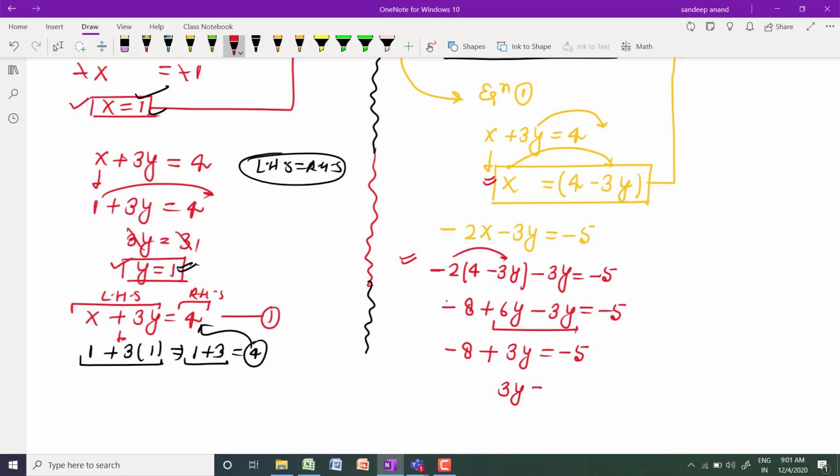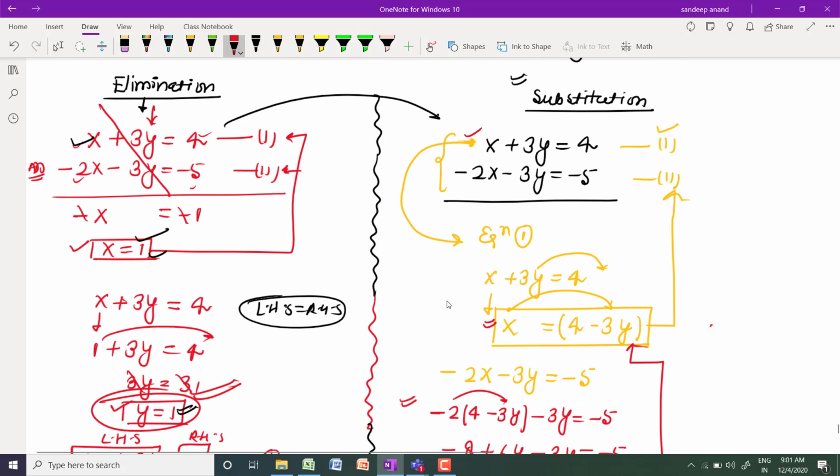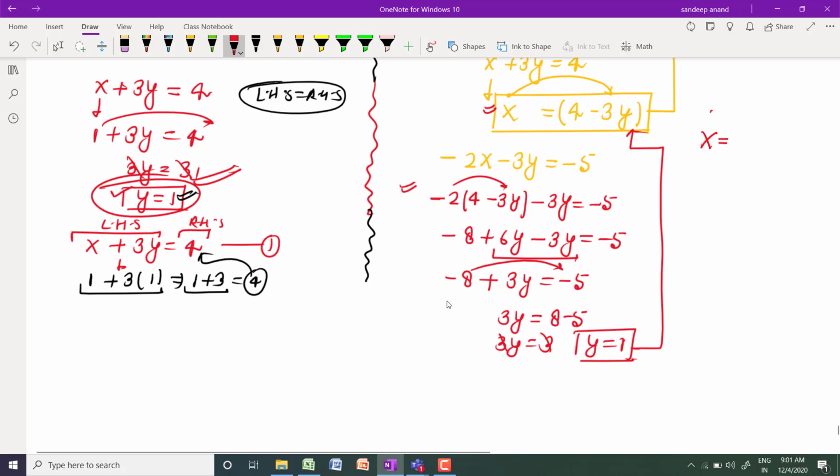So 3y is equal to what? If you transfer this value over here, you will get 8 minus 5. So 3y equal to 3. So y becomes 1. So now you have y equal to 1, similar to what I got in the previous numerical, the elimination method. Now once you have one variable value, you can put this value in the derived equation, or in equation number 1 or equation number 2 also. I am putting the value in the derived equation, one variable in terms of another, because it gives me a direct result.